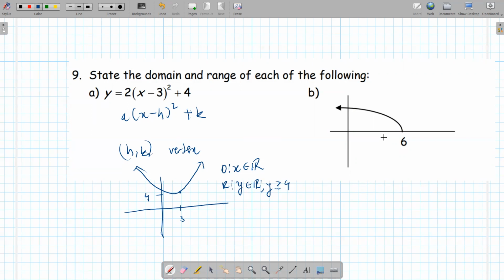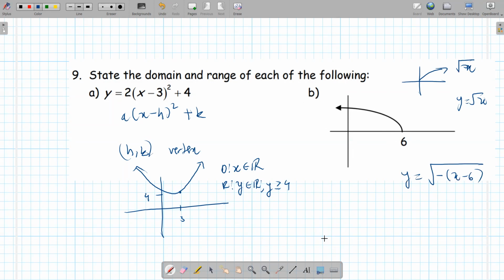Okay, let's look at B. What is this function, by the way? Oh, this is a square root function. y is the square root of x, but this has been transformed a little bit. It's been flipped on the y-axis and moved 6 units to the right. I'll tell you how to identify these when we get to it, but that'll be the equation for that.